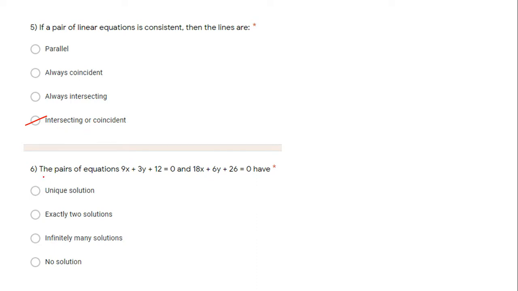Now question number 6, pairs of equations are given. Which kind of solution is there, that we have to reply. So a1 by a2 we have to check, b1 by b2, c1 by c2. a1 by a2 is 9 by 18, 1 by 2; 3 by 6, 1 by 2; and 12 by 26, that is 6 by 13. a1 by a2 is equal to b1 by b2 but not equal to c1 by c2.